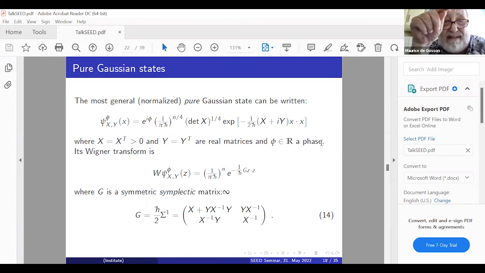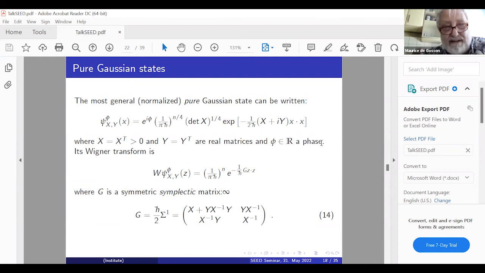The Wigner transform of such states is particularly simple. If you do the calculations, it's a little bit boring, but not very difficult. You find that the Wigner transform of ψ_Φ is equal to (πħ)^(-n) times a simple exponential, where the matrix G up here is given by formula 14 there. And it's not really obvious, but this is a symmetric symplectic matrix. Hallelujah. This makes things really very nice here. You see, the symplecticity automatically comes when we deal with Gaussian states.